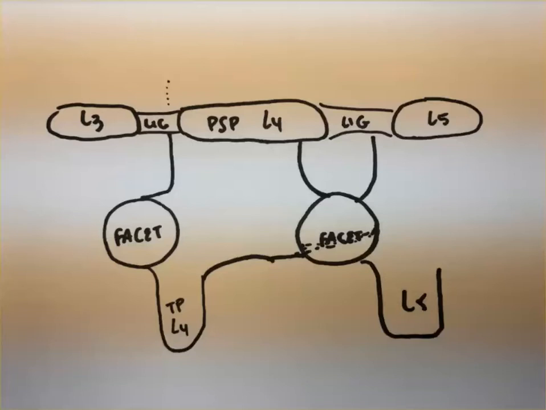The pars interarticularis is right here, and you don't want to fracture that. If you fracture the pars, that's what happened to this guy, and you just don't want that to happen. So how do you do the technique so you don't fracture the pars?